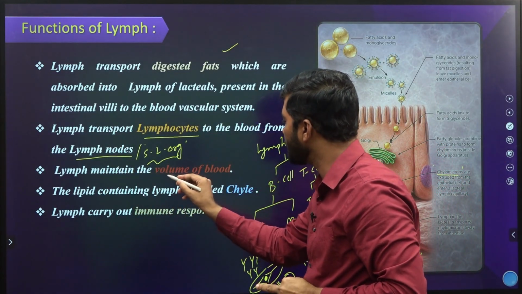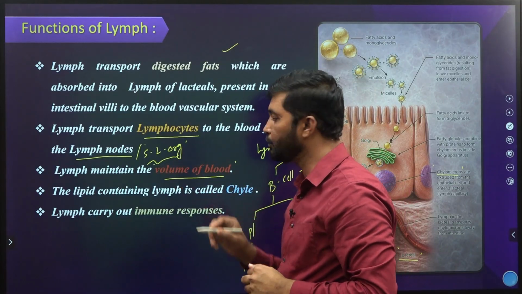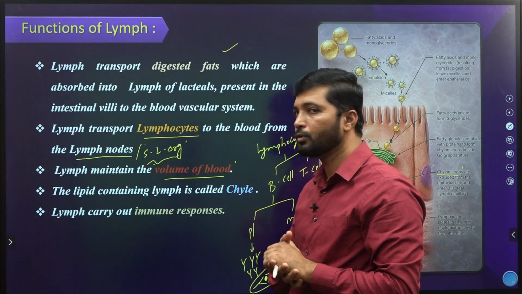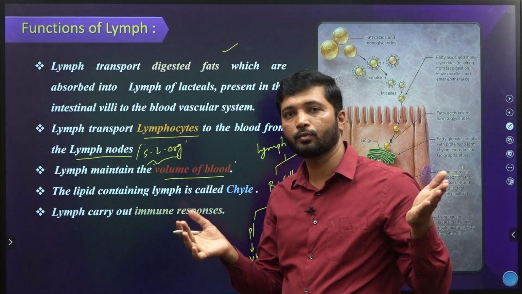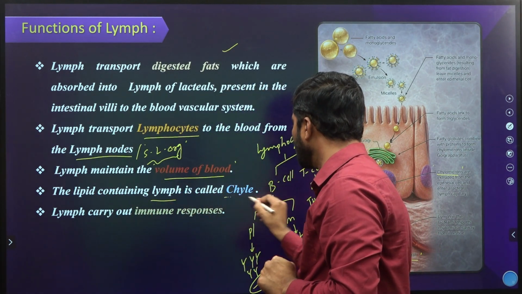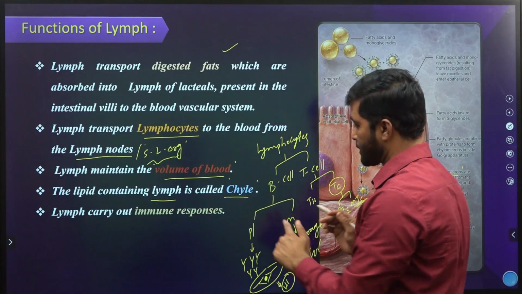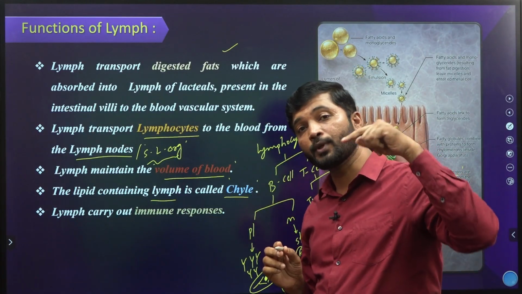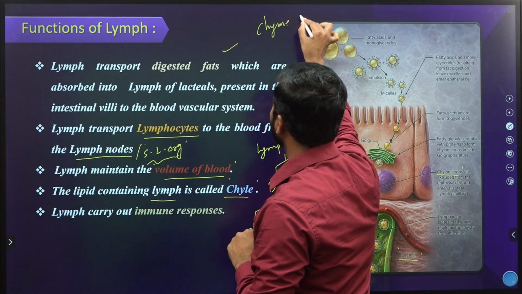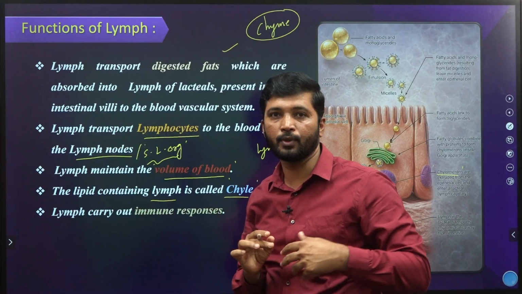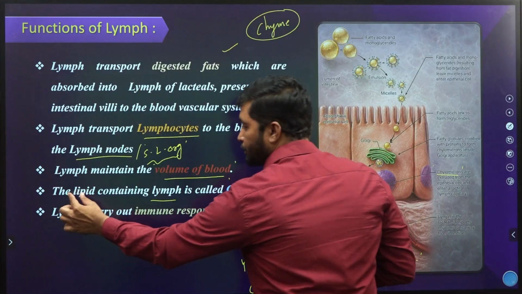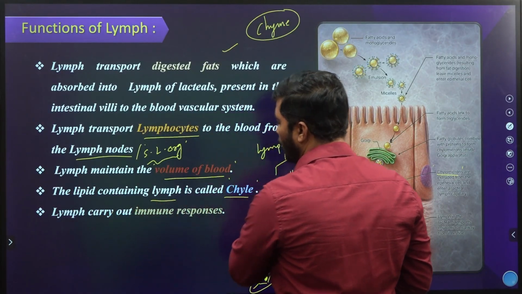Next, the lymph maintains the blood volume, right? That is another function. Without lymph, there is no blood volume, and without blood volume, there is no pressure. Lipid-containing lymph is called chyle. The partially digested acidic food in the stomach is called chyme, C-H-Y-M-E. Now, what is chyle? The lipid-containing lymph is called chyle.